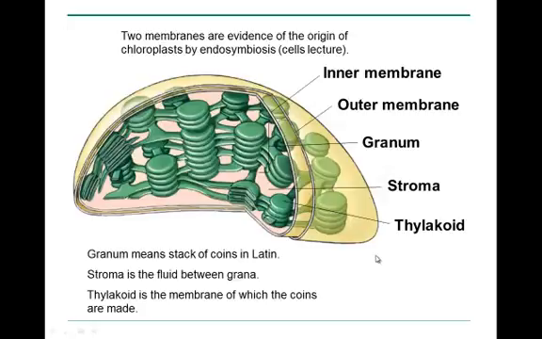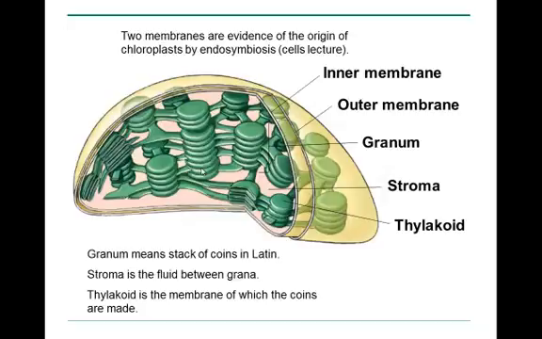So I think you should draw this. So find a little space in the margin of your notes and draw two membranes, and that's what they are. There are two membranes on the outside, and then inside there's all these green stacks of green coins, and that's what early microscopists saw. And these actually have membranes on them, and they're called thylakoids. That's the individual green coins. A whole stack is called a granum, which in Latin means a stack of coins.